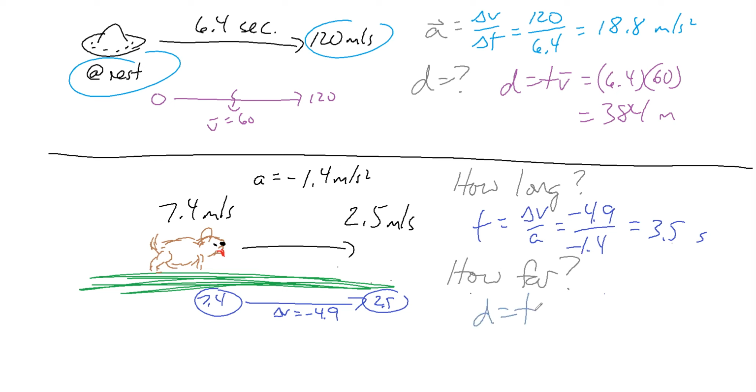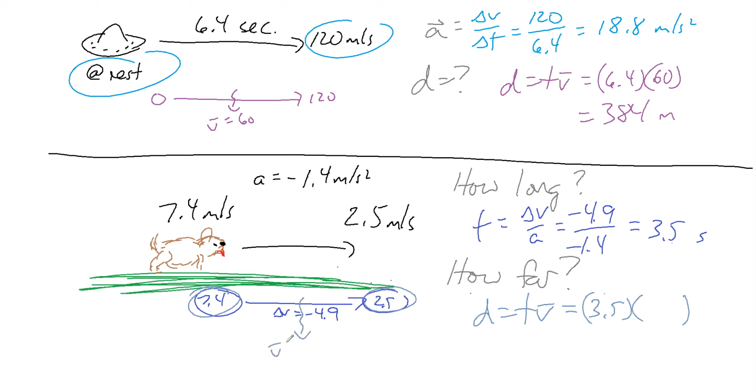Of course, distance is dtv. It's an average speed because I know there's acceleration. So my time is going to be the 3.5 seconds I just found. I don't have a constant v, so I need the average v. So it started at 7.4, then went to 2.5. So I need the value right in between. That's where the average is.